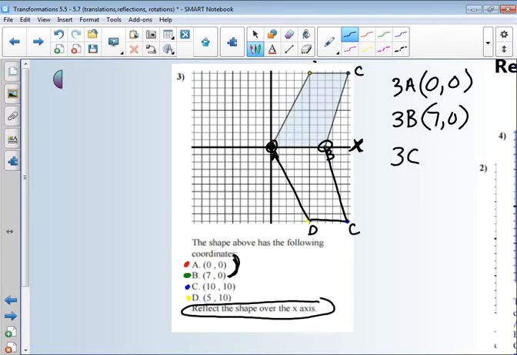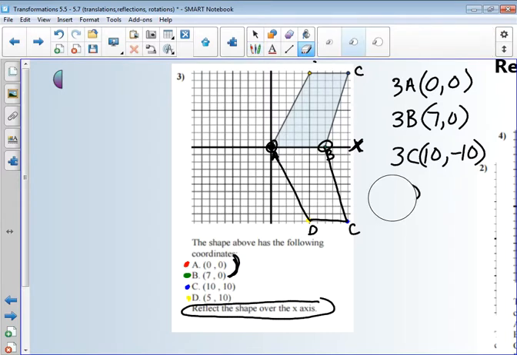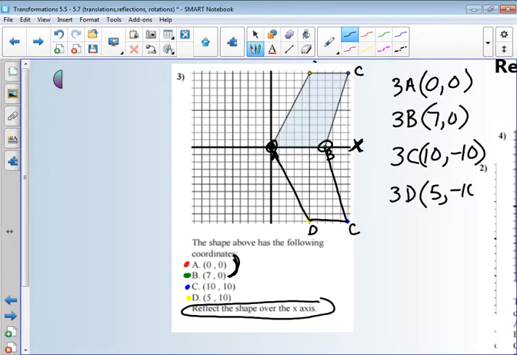So I'm going to go over to 1, 2, 3, 4, 5, 6, 7, 8, 9, 10. It looks like these coordinate planes are set up by 10. It's a 10 by 10 in each quadrant. So now I'm going to go over to 10, and then down to -10. And then for 3D, sorry, I put CD instead of 3D. My coordinate set there, well, I went over to 5 and down to -10 again. Okay, so there's my new coordinates for that reflection.